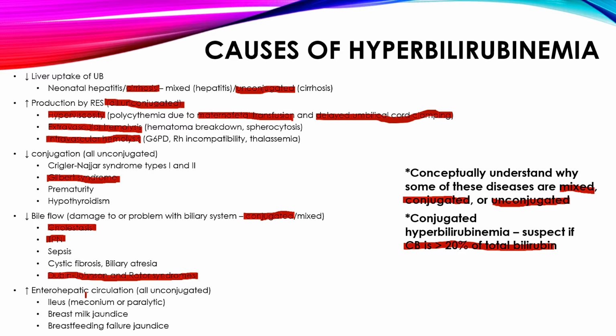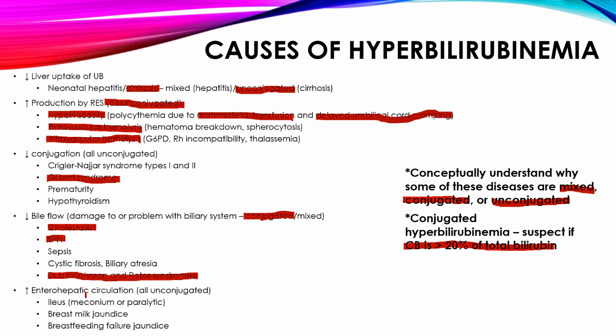Finally, we have increased enterohepatic circulation. So all of these will be unconjugated, and we'll find out why. We talked about in the previous slides that enterohepatic circulation means that the beta-glucuronidase enzyme converts the conjugated bilirubin back to unconjugated bilirubin and recycles it. So we have an excess of what? Unconjugated bilirubin.